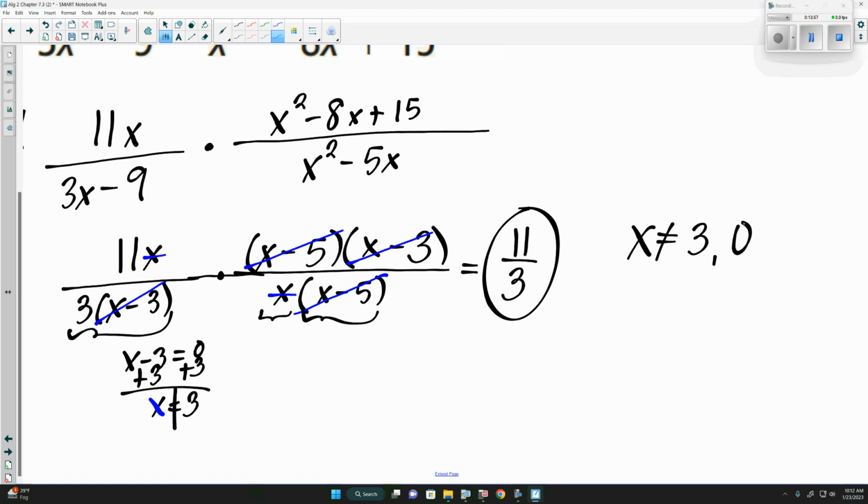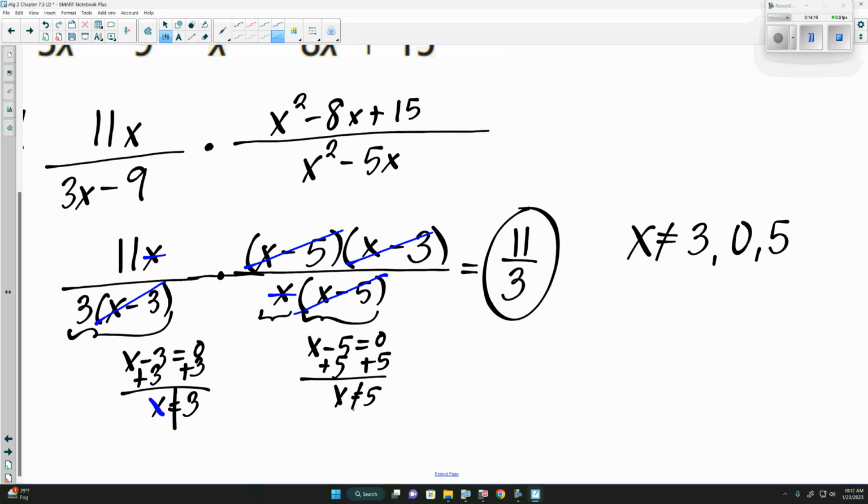0. It cannot be 5 either. Because for x minus 5, if we set it equal to 0 and solve, we would add 5 to both sides, telling us x is 5. And since it can't be 0, x cannot be 5.